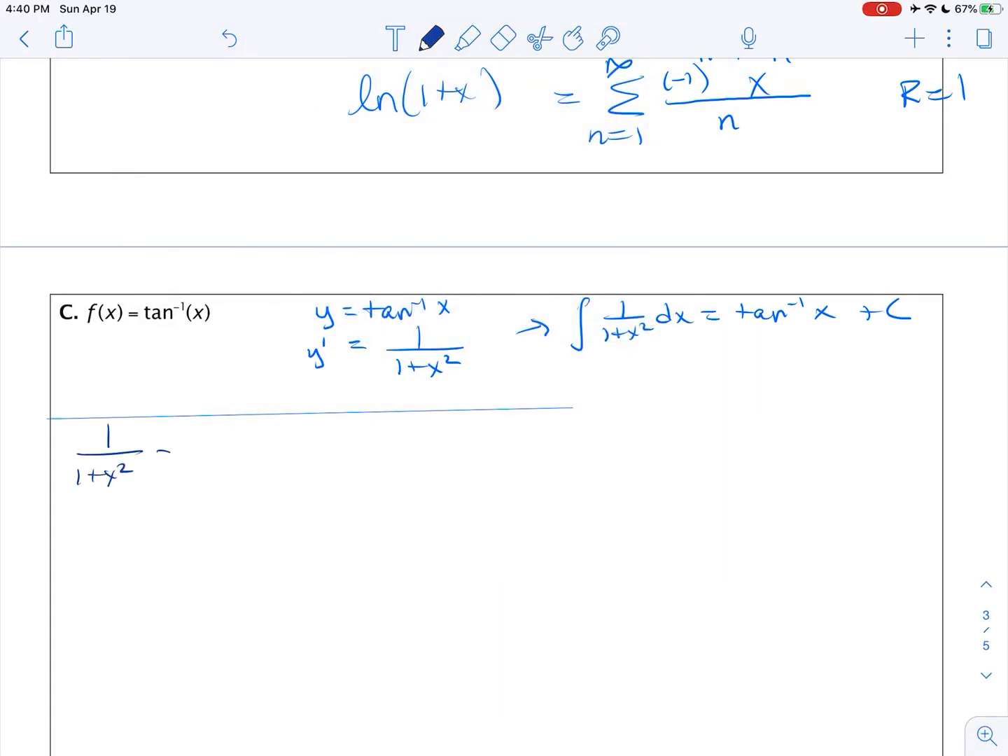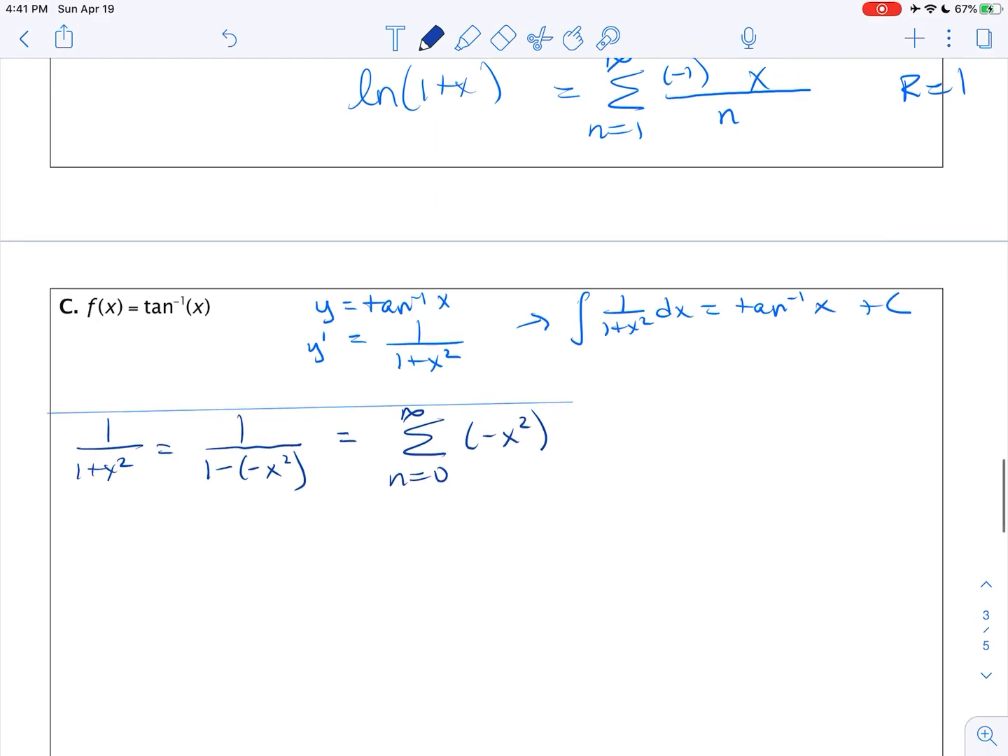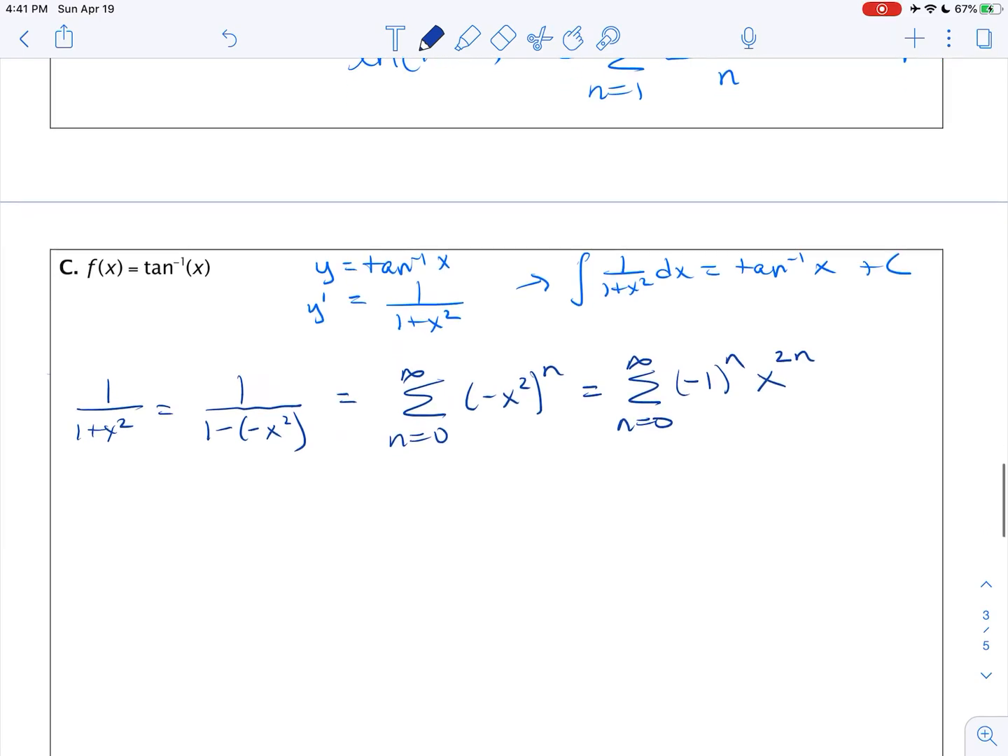Okay, so if I play with 1 over 1 plus x squared, that's going to give me 1 over 1 minus negative x squared. And from our geometric power series, we go from n equals 0 to infinity of negative x squared to the n. And I want to simplify that to proper power series form. And so I'm going to factor out the negative 1, and that's going to be minus 1 to the n, and I'm going to distribute the x squared to the nth power, which is going to be x to the 2n, right?